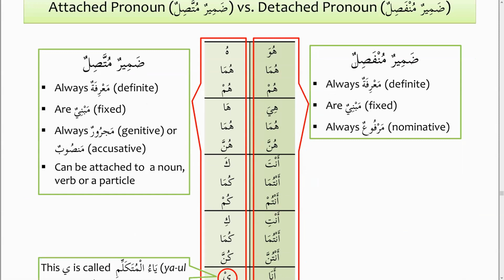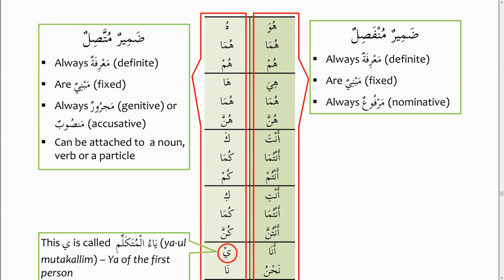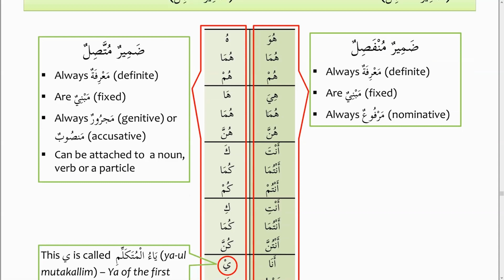Munfasil is like bringing a break in between. These are always ma'rifa, right? Definite. Why are they definite? Even though they don't have alif lam, they are definite because we know for sure, if you're saying he, her, or she, you, that it's not a vague person. It's a definite person or definite thing.